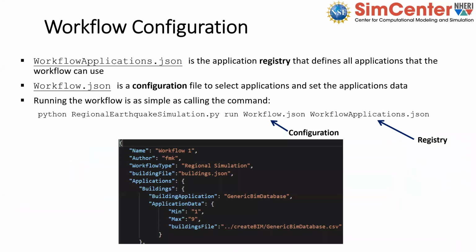The last thing is that this workflow can be configured. I think Frank went over this quickly, so I just wanted to point out a couple of things. There are 2 configuration files involved here. One of them is the registry, where different applications that can be used in the workflow are registered, and the other is a configuration file for the workflow. The way to run it is just to call the Python script for running the earthquake simulation for the region and pass in the configuration file and the registry file.